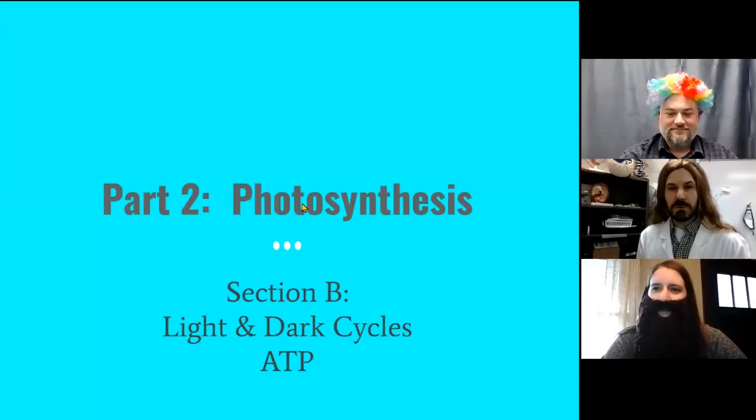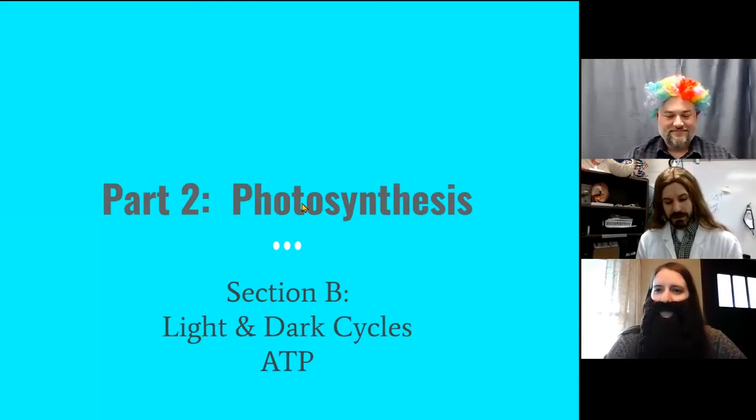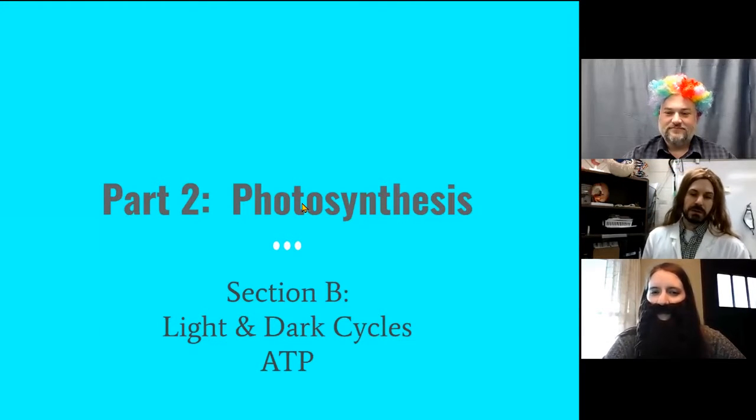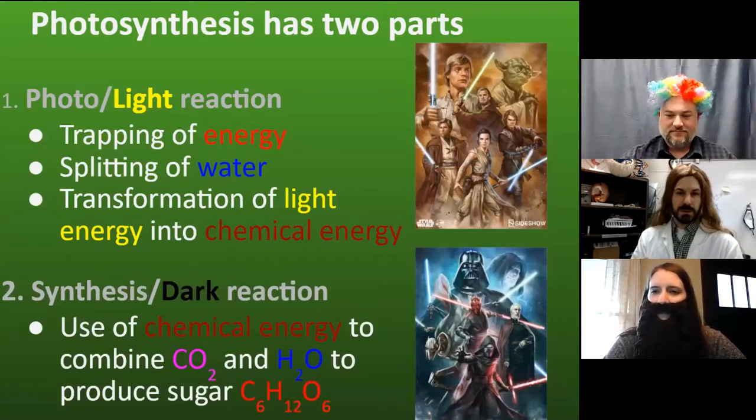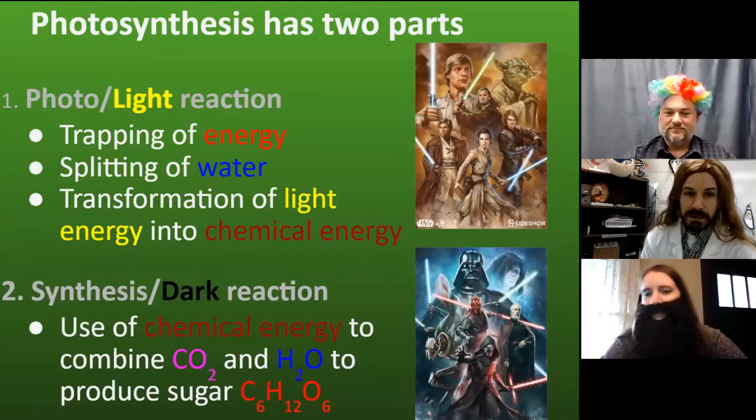Welcome to part 2, photosynthesis. We are going to be going into greater detail on the process of photosynthesis. Up until this point, we've talked about it in general terms. We've talked about how plants make their food. It takes place in the mitochondria. It's an energy conversion from light energy, radiant energy, into chemical bond energy.